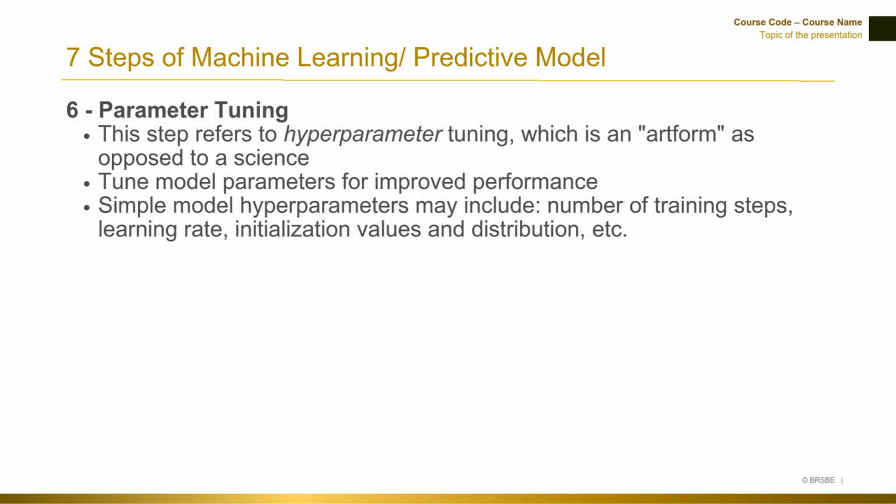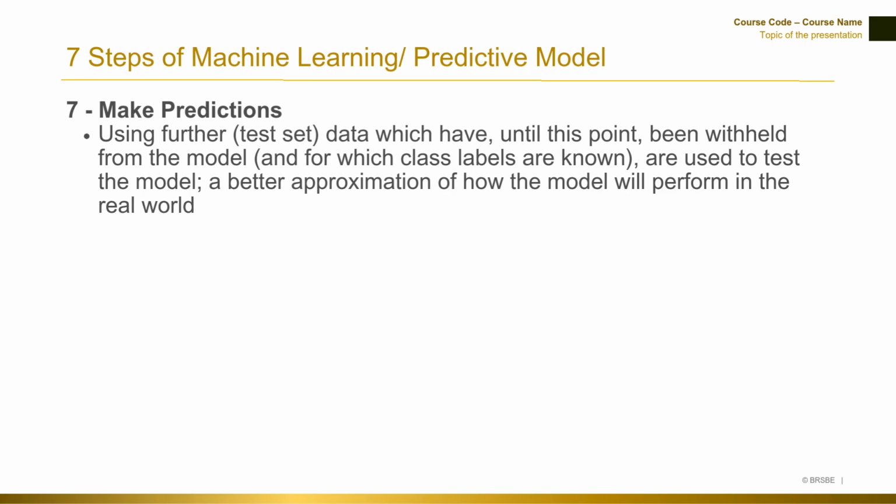And also, hyperparameters help in controlling the complexity of the model. For instance, a model that is too complex may overfit the training data, while a model that is too simple may underfit. The final step in the machine learning workflow involves using the trained model to make predictions on new, unseen data.